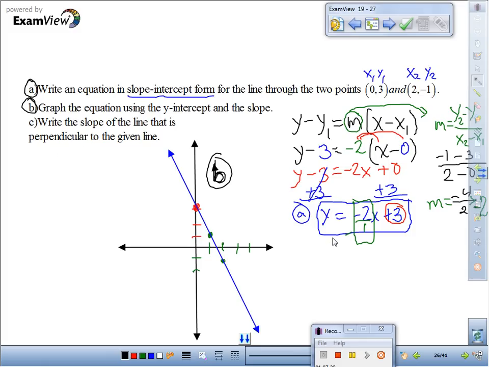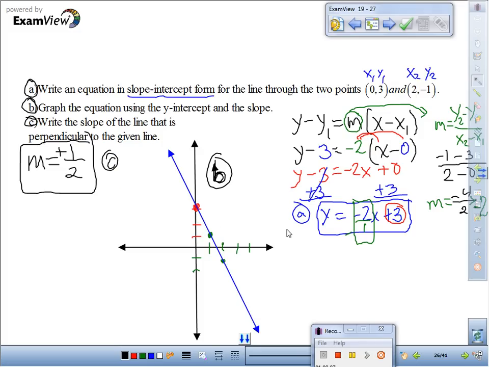So if they want the slope of a line that is perpendicular to this one, what did we say perpendicular was? It's the opposite reciprocal. What is the opposite of a negative? And what is the reciprocal of 2 over 1? So the slope for this perpendicular one is 1 half, positive 1 half. Why? Because it has to be the opposite reciprocal. A perpendicular slope is the opposite reciprocal. And that was 19. That was part C.